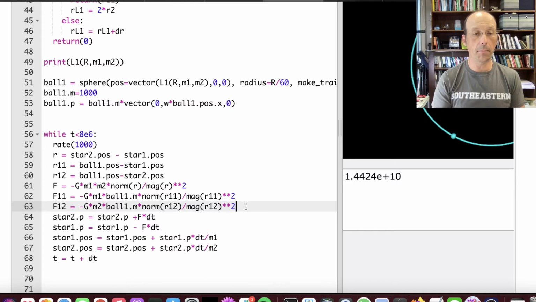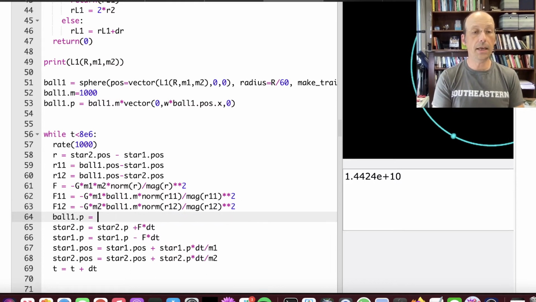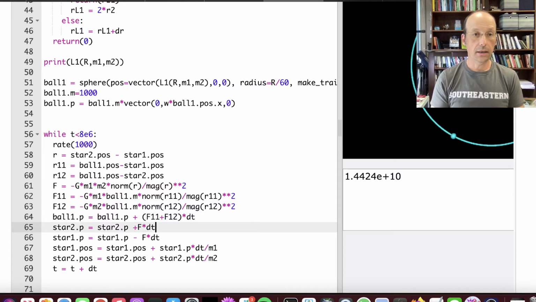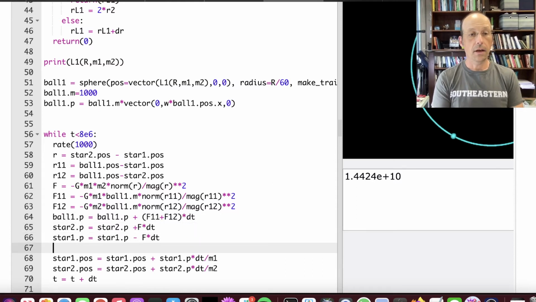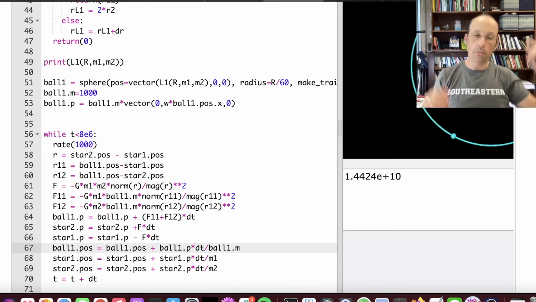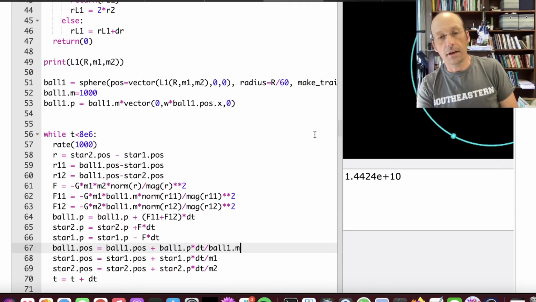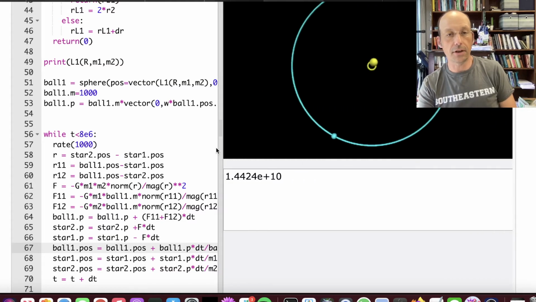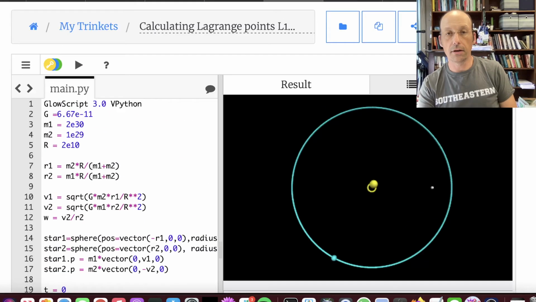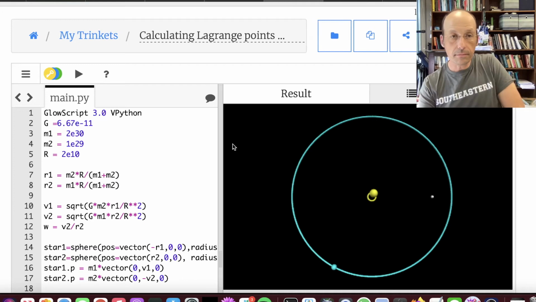I can update the momentum of the ball. Ball 1 dot P equals ball 1 dot P plus F11 plus F12 times dt. And then I need to update the position. Ball 1 dot POS equals ball 1 dot POS plus ball1.p times dt divided by ball1.m. Boom! Okay, if this works, I'm going to be kind of surprised. Because, you know, you make mistakes, right? Okay, so scroll up here, save the thing, and run it.